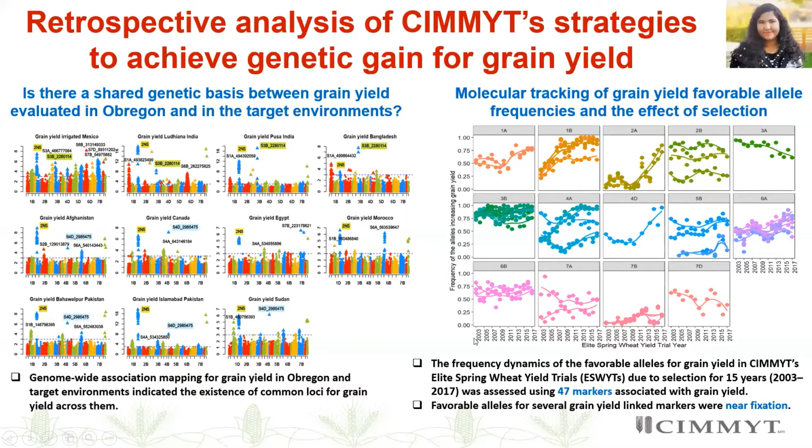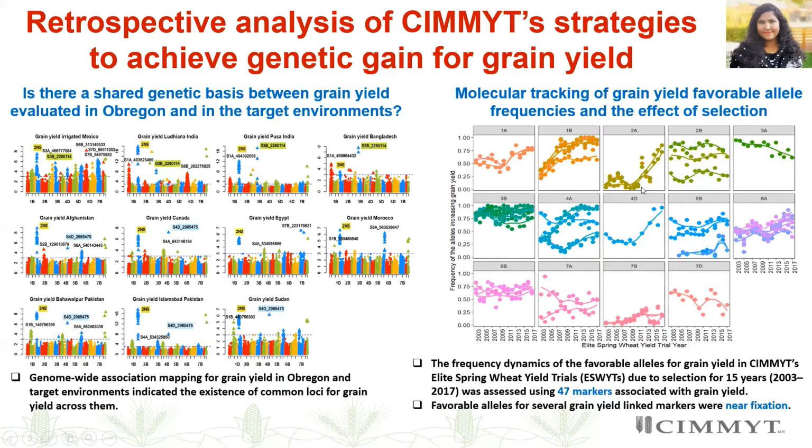And on the x-axis, we have different elite spring wheat yield trials. So that is the year when they were distributed, from 2013 to 2017. And then on the y-axis, we have the frequency of alleles increasing grain yield. So those are the grain yield favorable alleles. And each line here represents the favorable alleles for a particular marker on that chromosome.